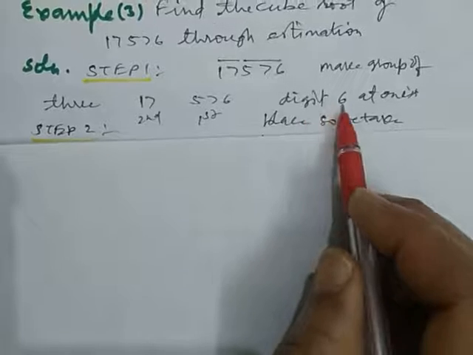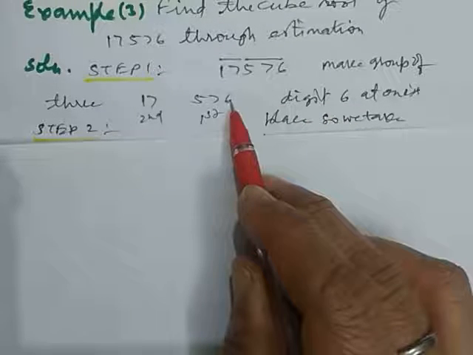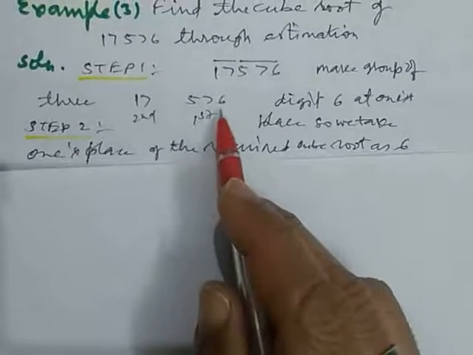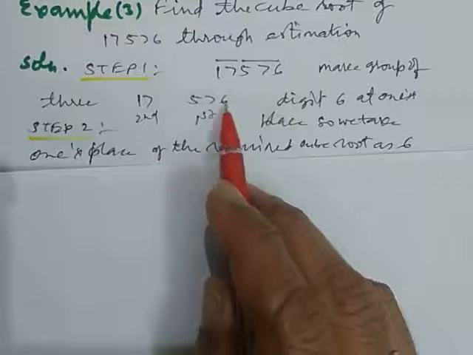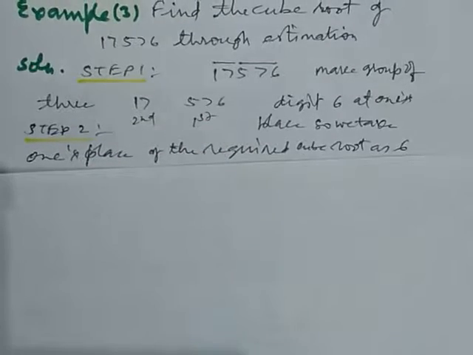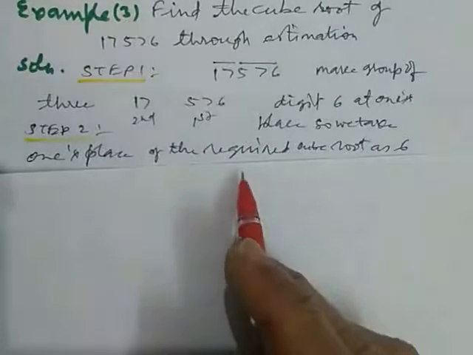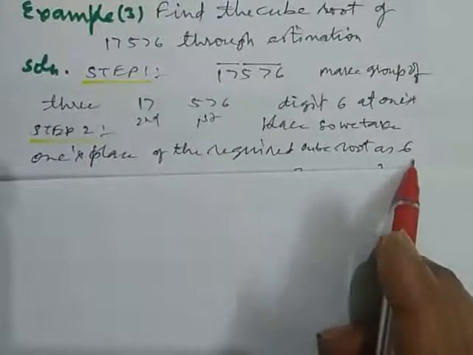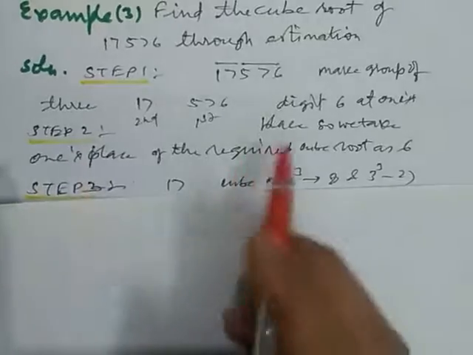So the digit 6 is at the ones place. In the second step we guess the unit digit. Here 6 comes at the unit place, so the cube root has 6 at the unit place. So we select 6 as the unit digit of the cube root. This is our second step.